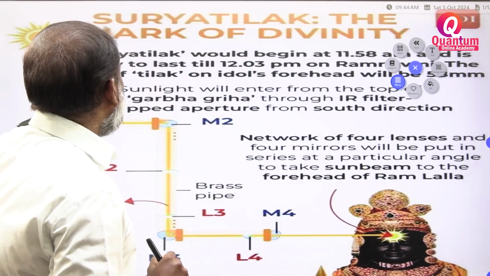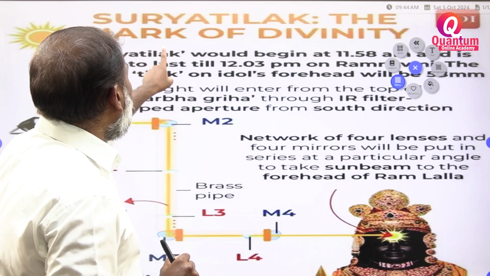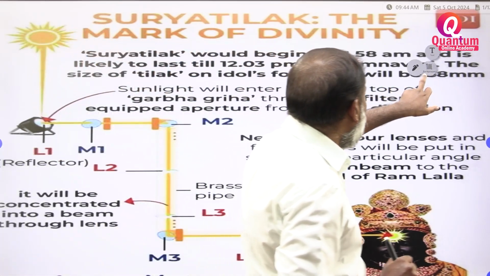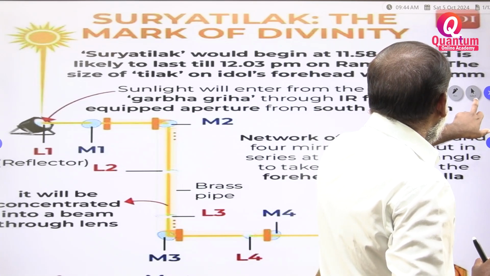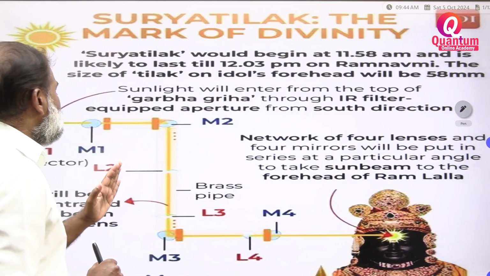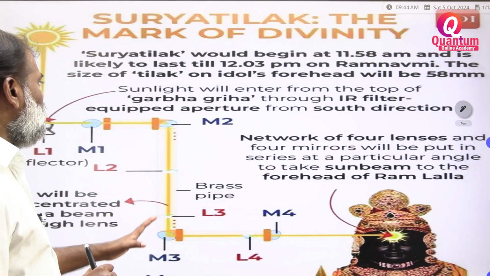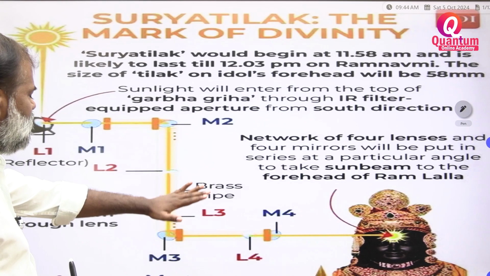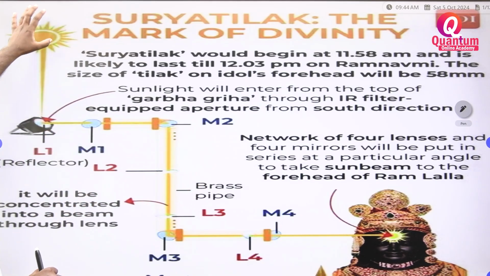You have to see the Surya Tilak, the mark of divinity on Lord Sri Rama. How are we establishing it based on physics principles? First, a general introduction of how it works. This is the sun, and the sun rays come and are incident on one L1 lens.